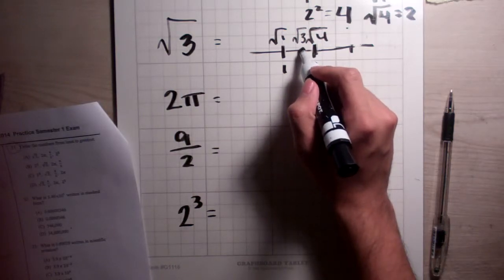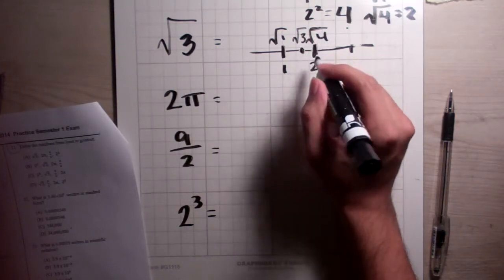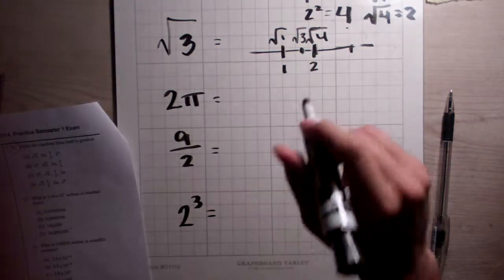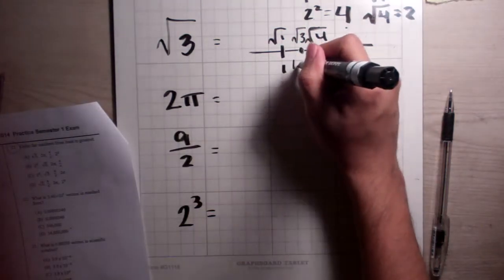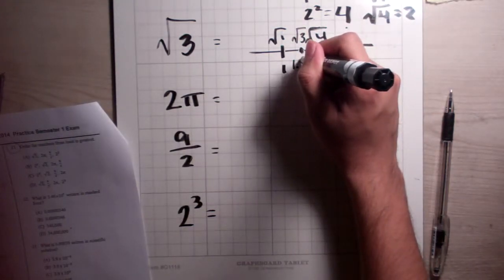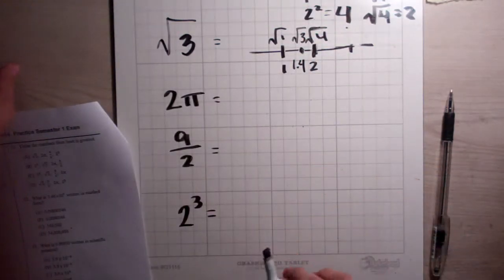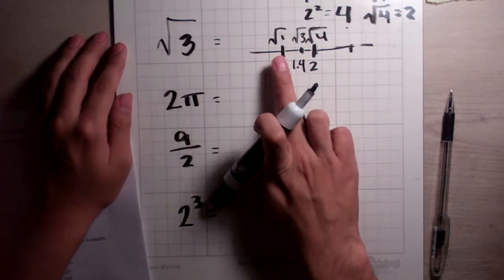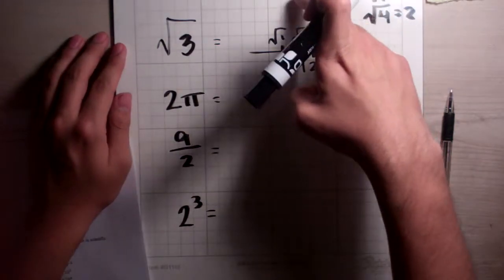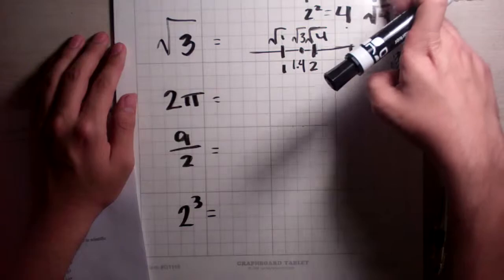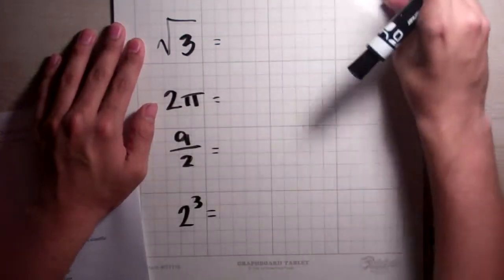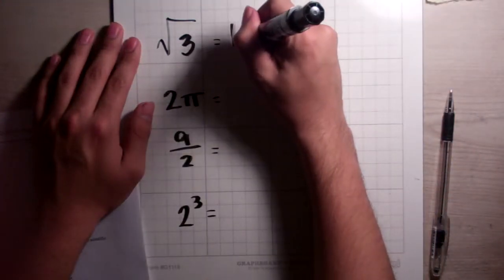So it's probably going to be a decimal. Let's just estimate here, just so we can get a good idea of what square root of 3 is. It's probably, let's say, 1.4. Okay, 1.4. So I'm going to erase this other stuff. Alright, so I'm estimating that square root of 3 is in between 1 and 2, between the square root of 1 and the square root of 4. So let's just estimate, we're going to say it's 1.4.